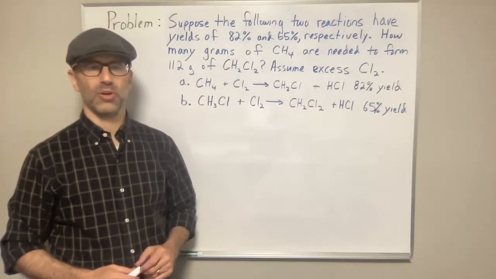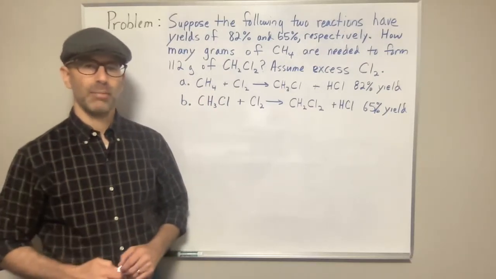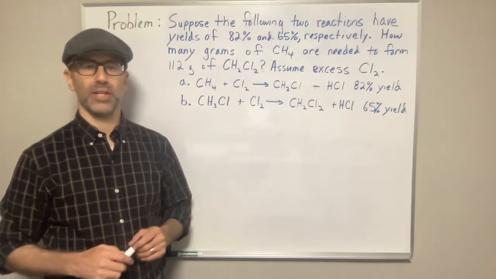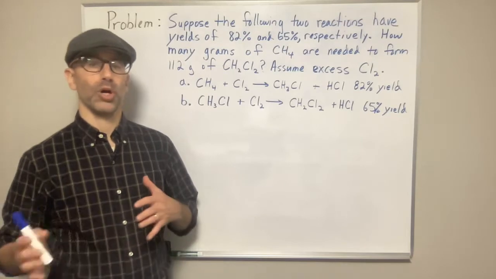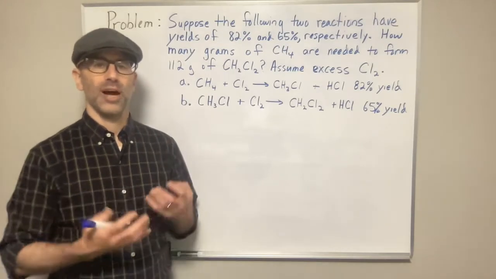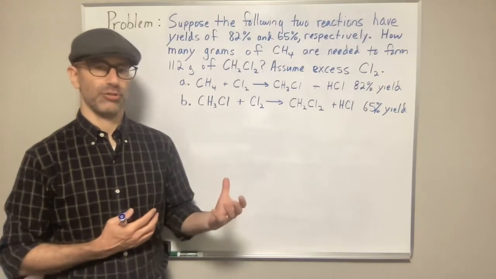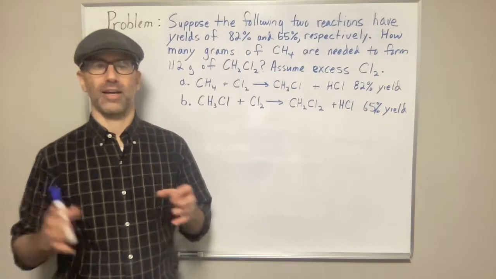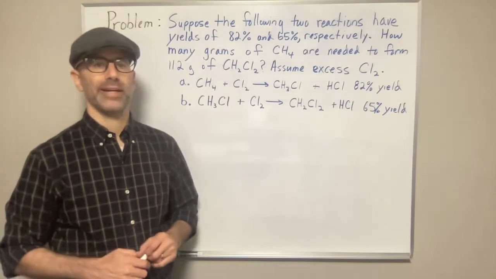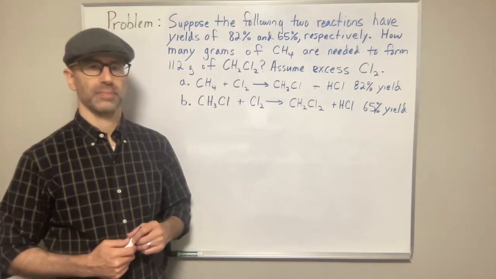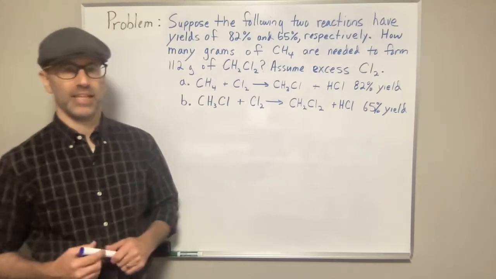My name is Mr. Cobalt, and in this video I'm going to show you how you can use a system of equations to work backwards to find how much of a particular reactant you need to start with in order to get a certain amount of product when certain percent yields are involved. So let's get into this.